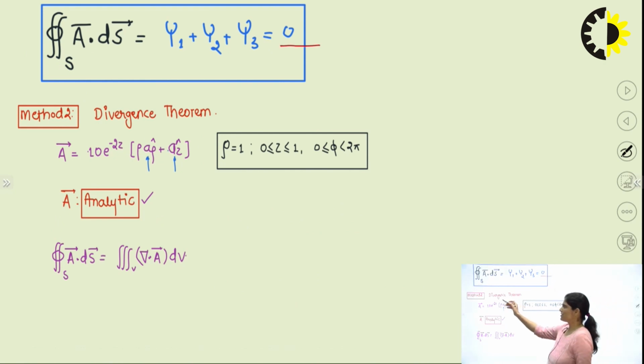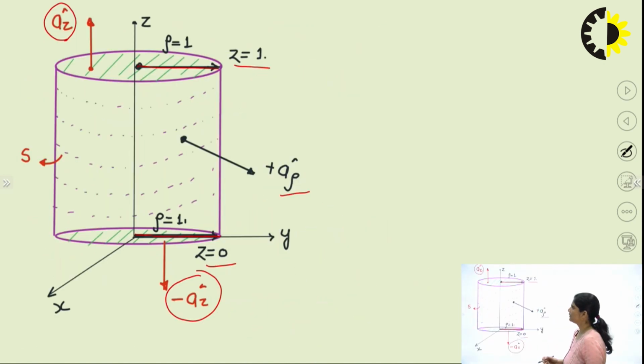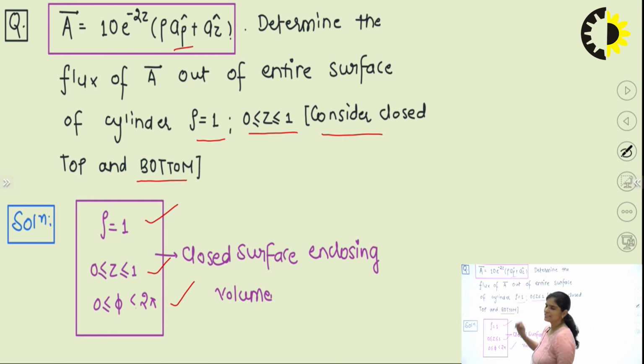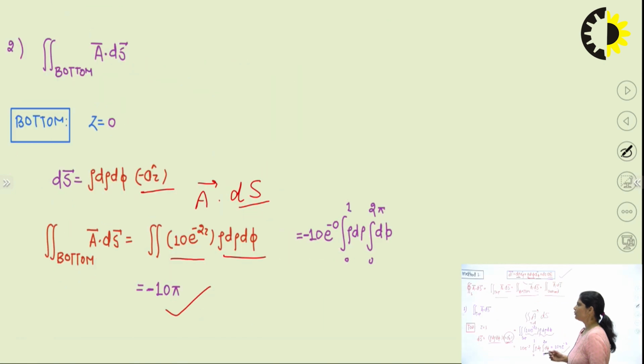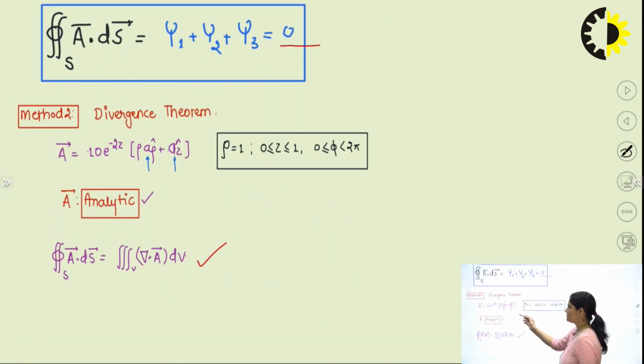Now for checking the divergence theorem. You all know the formula for the divergence theorem. This is the closed integral of A dot ds equal to the integral of del dot A, the vector field, dv. So this is the formula for the Gauss divergence theorem. Now you can find out by using this. First you have to check that your A should be continuous and differentiable. If it is continuous and differentiable, you can use the Gauss divergence theorem.